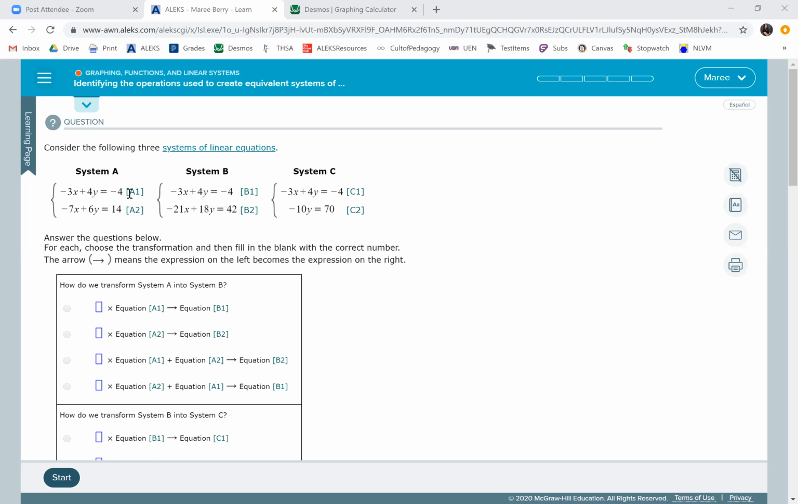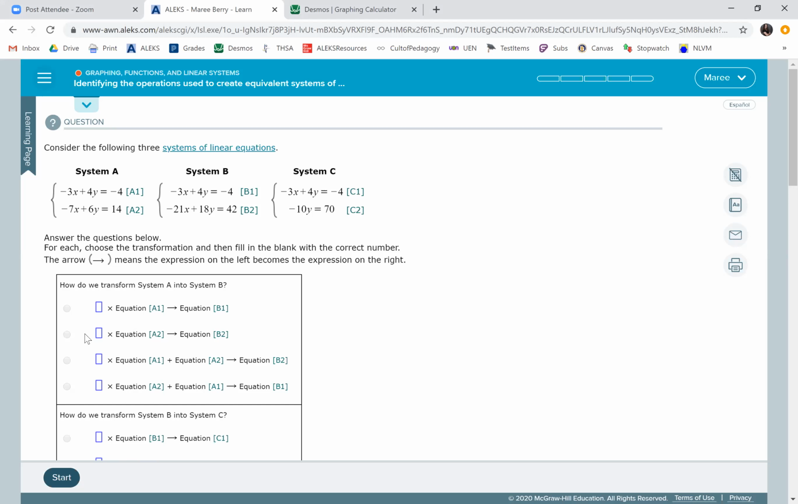How do we transform system A into system B? Since A1, B1, C1 all just stay the same, we want to look at the second equation. We have to look at the number part. It's going from -7 to -21, so we're probably timesing by 3. I double check: 6 times 3 is 18, 14 times 3 is 42. So that's true. We took equation 2, A sub 2, timesed it by 3.